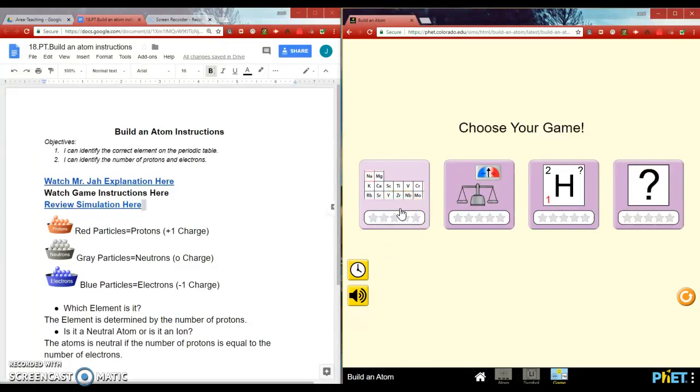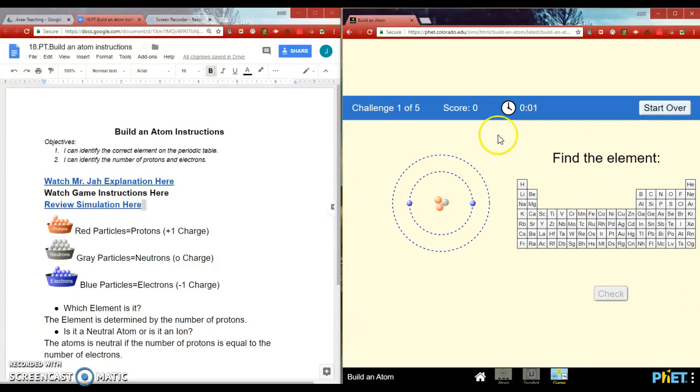So there's a number of games you can play. The first one we're going to play is this one right here. So once you click on it, the timer's going and you have to find the element. So let's take a look at the instructions. So the red particles are your protons, okay? Protons have positive charges. The gray particles, so this one right here, these are your neutrons. And then the blue particles are your electrons.